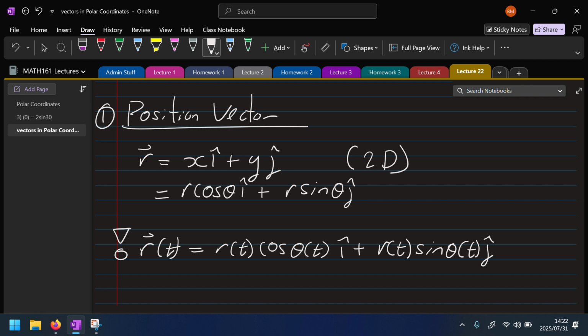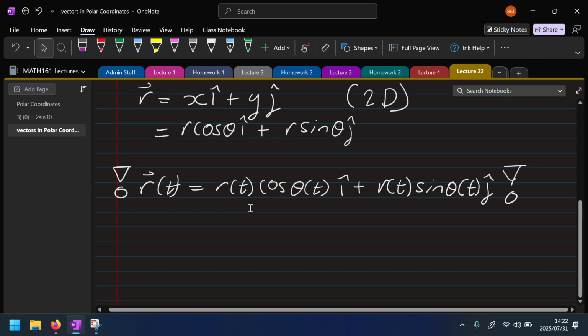Again, keep in mind all of this depends on time, but we're not going to write it like this every single time. So I'm going to just write r, but it means r of t. Just keep that in mind here. It all depends on time.